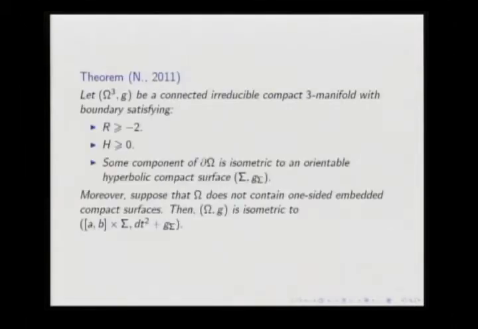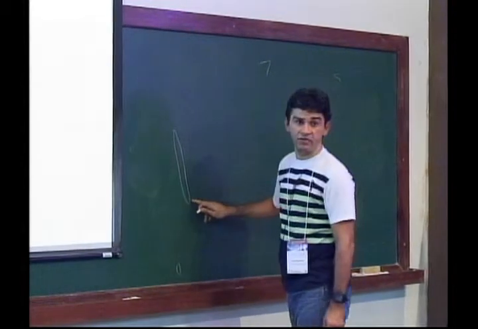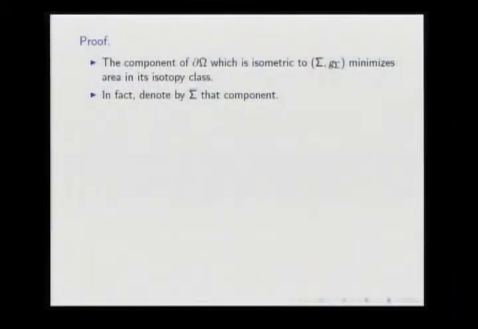Okay. So let me explain the proof. The first step is to prove that... let me give you a picture. So initially, your manifold can have many boundary components, but you have one component of the boundary isometric to that hyperbolic surface. Let me denote this component by sigma bar. And so our goal is to prove that this surface is isometric to sigma. It's to prove that this component minimizes area in its isotopic class.